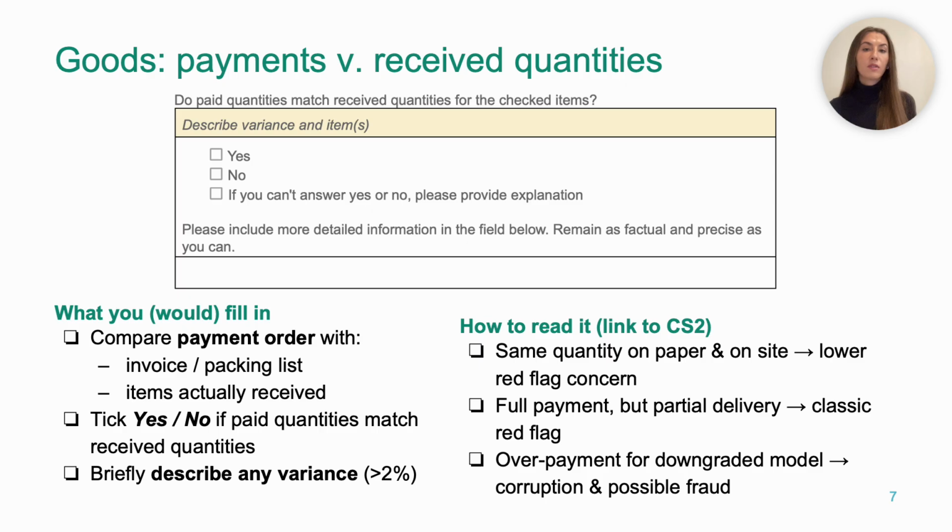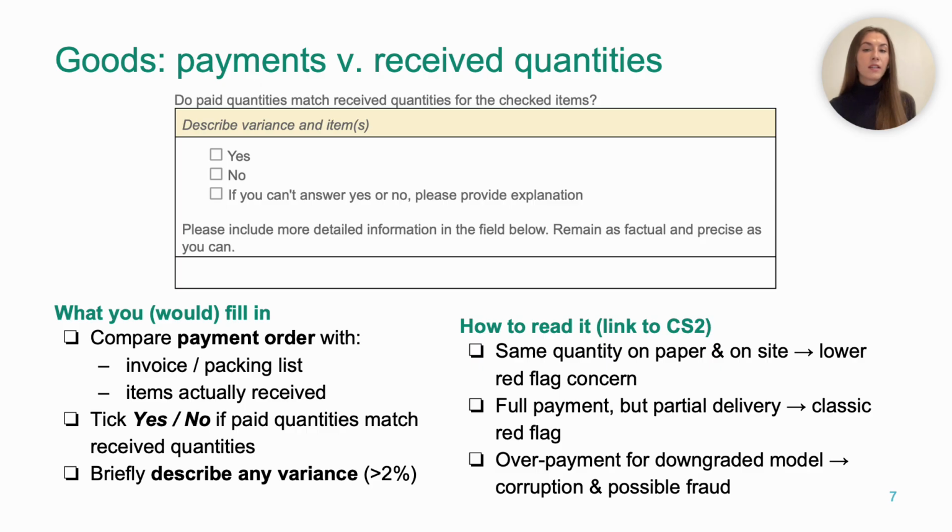So in many cases you'll find that the paper trail is internally consistent. The invoice, delivery note and payment order all show the same quantity. The question lies in whether that quantity was truly received. So this add-on takes just one extra step. After you've checked what was delivered and what appears on the invoice, you need to look at the payment order in the finance system. Then you answer, do paid quantities match received quantities for the checked items?